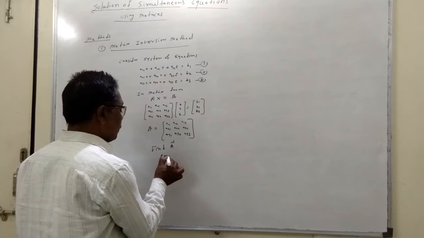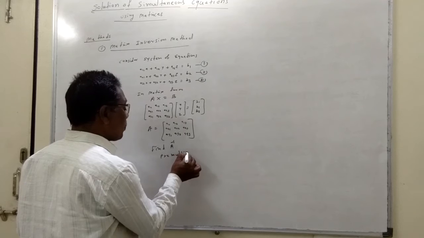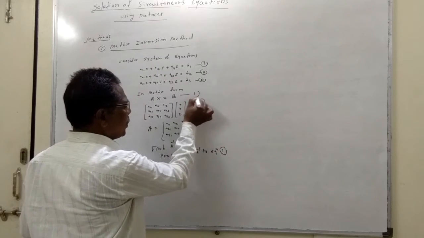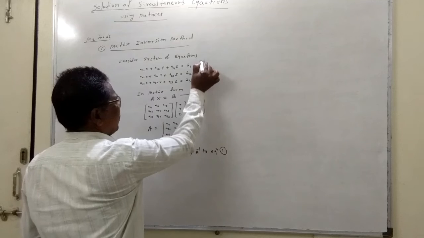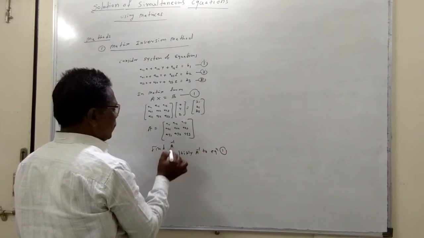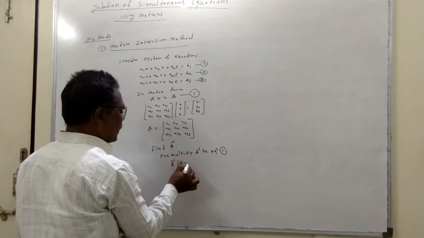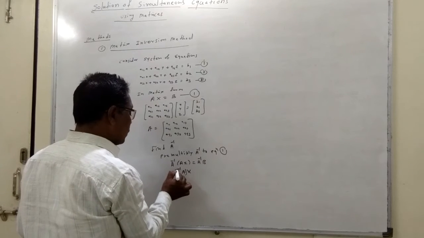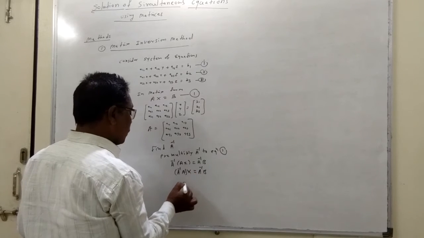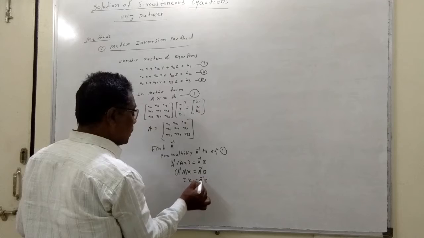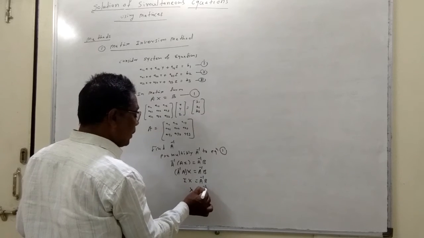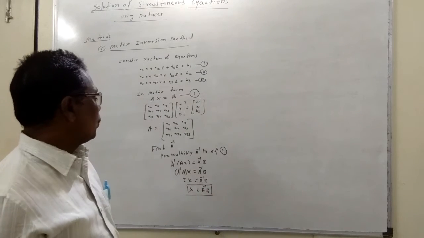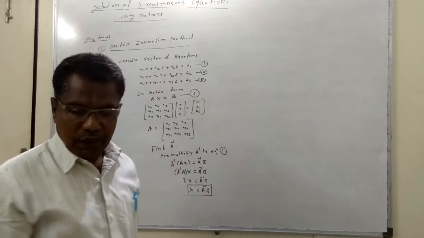After finding this A inverse, you pre-multiply A inverse to equation first. So A inverse into AX is equal to A inverse into B. So A inverse into A into X, by associative law, is A inverse into B. So I into X is A inverse B. So by the identity law, X is equal to A inverse B, and then by equality and taking the product of this A inverse B, we can get the solution of the given simultaneous equations.